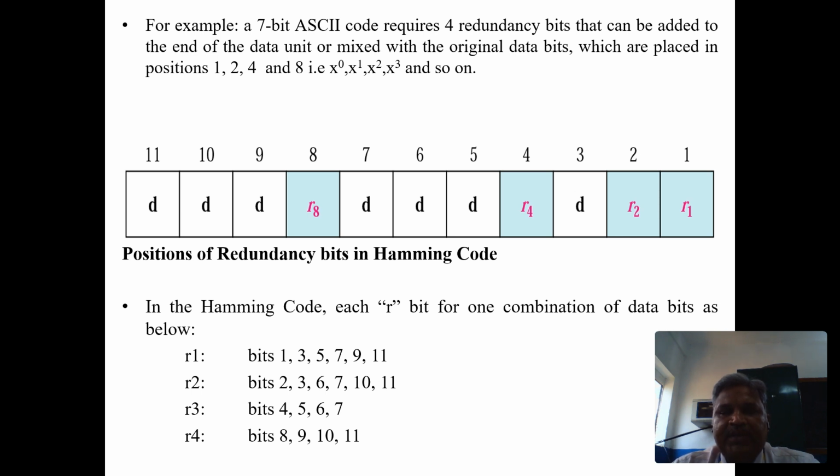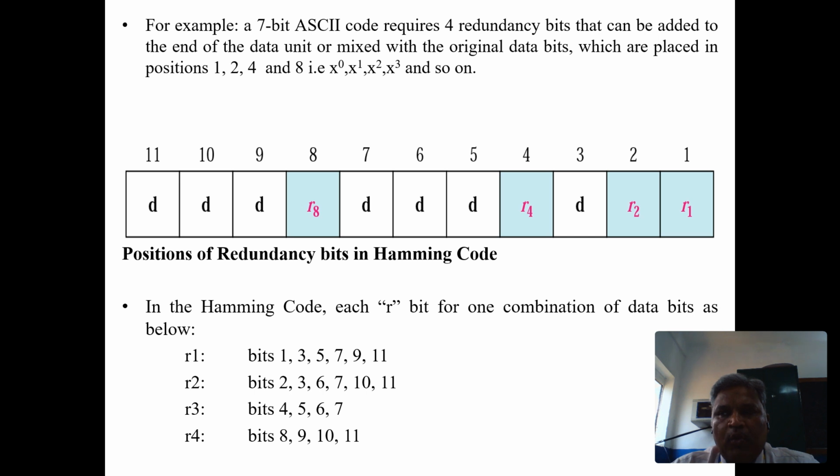So, meaning, if you substitute in the formula or the given condition 2 power R greater than or equal to m plus R plus 1, the value of R equal to 4, the condition is satisfied. So we assume that there are 4 redundant bits. Now we need to find out which positions these redundant bits occupy among the data bits.